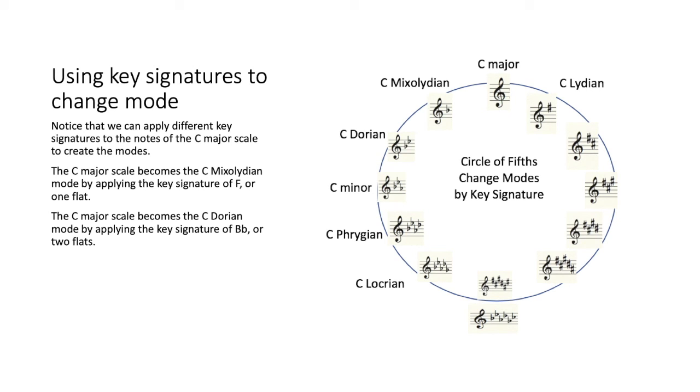We can use key signatures to change the mode of any music. Notice that we can apply different key signatures to the notes of the C major scale to create the modes. For instance, the C major scale becomes the C Mixolydian mode by applying the key signature of F, or 1 flat. The C major scale becomes the C Dorian mode by applying the key signature of B flat, or 2 flats, etc. We can also create the Lydian and the Phrygian and the Locrian mode.